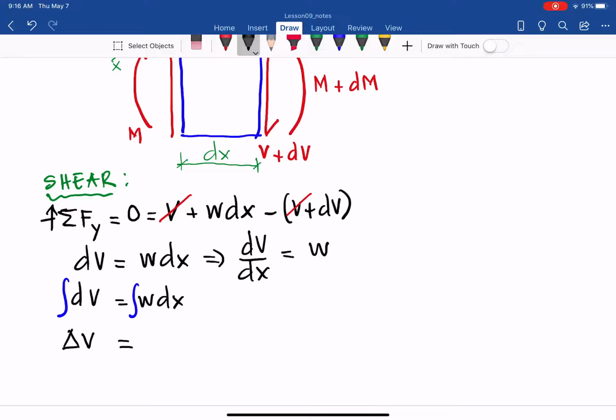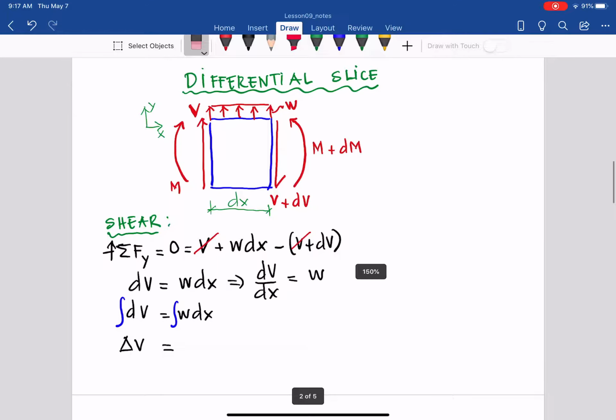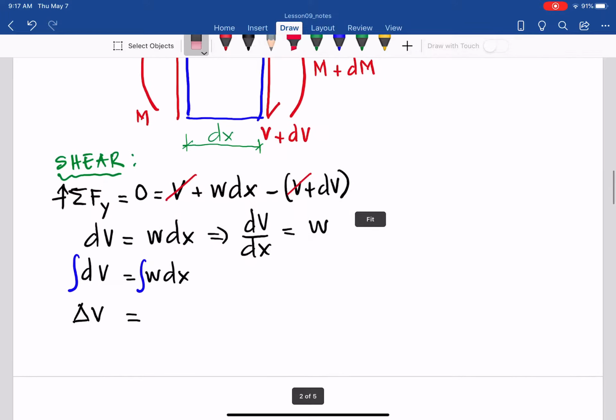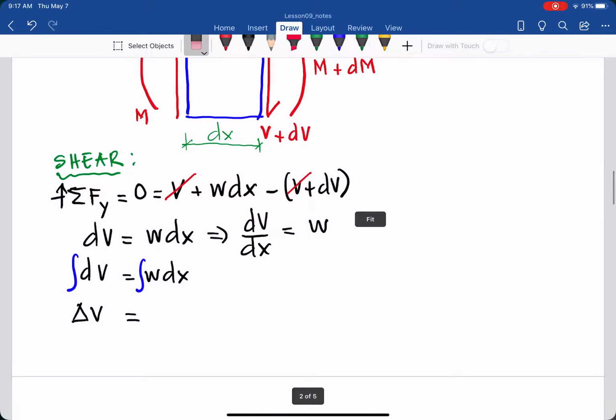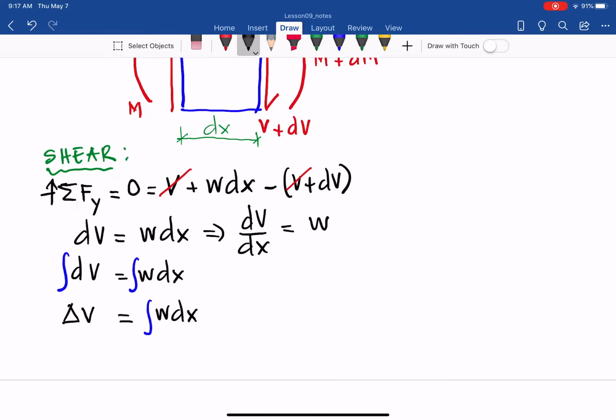On the other side, it is actually the integral of w dx, the first integral, and you can see that is the area. In this case, w is a function, the distributed load, so it will be the area under the load curve. So let's write that down: the change in the shear equals the integral of w dx. So those are the two equations that I can have for the shear diagram.